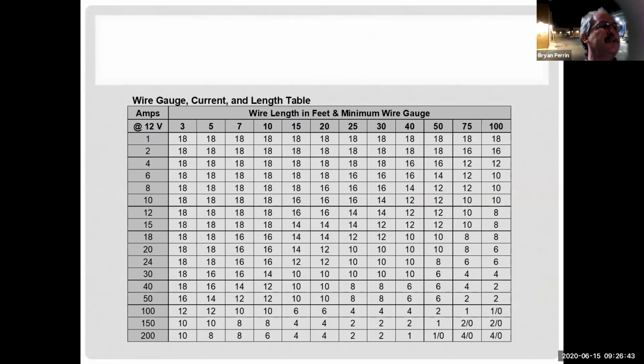And I also put this in here. This is just a chart. It shows, based on the number of feet and how many amps at 12 volt, what the minimum wire size would be that you need to run that size run. So if you're going to put in fans, lights, anything else, this gives you a minimum wire size. So that's just a reference for you. I'm not going to test you on it.